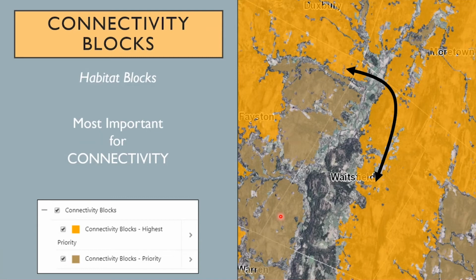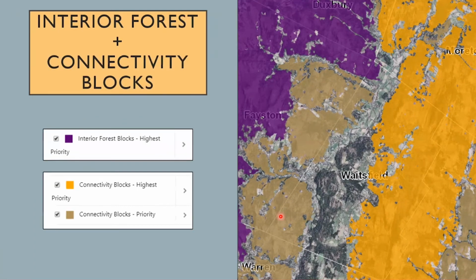Okay, so let me just show you these two priorities together. This is the interior forest and the connectivity blocks on the same map. And so I'm showing you the highest priority interior forest that's on top. That's also a highest priority connectivity block. Then you see the Northfield range as a highest priority connectivity block. And then you see that these three get flagged as priority for connectivity.